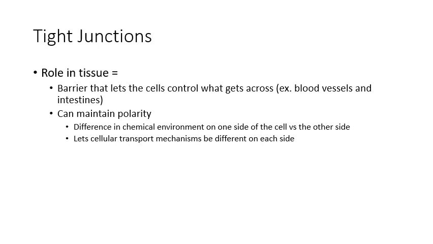Right, that also just helps maintain polarity. A polarity is a difference in the environment on one side of the cell versus the other side of the cell. So anywhere you need to maintain polarity, tight junctions are helpful because they isolate the two sides from each other, so that no chemicals can just diffuse from one side to the other.